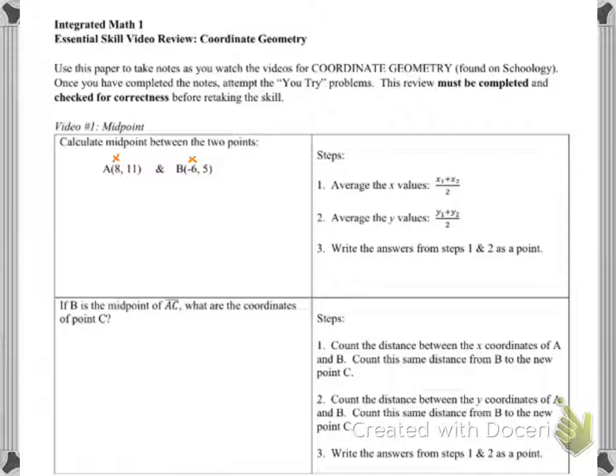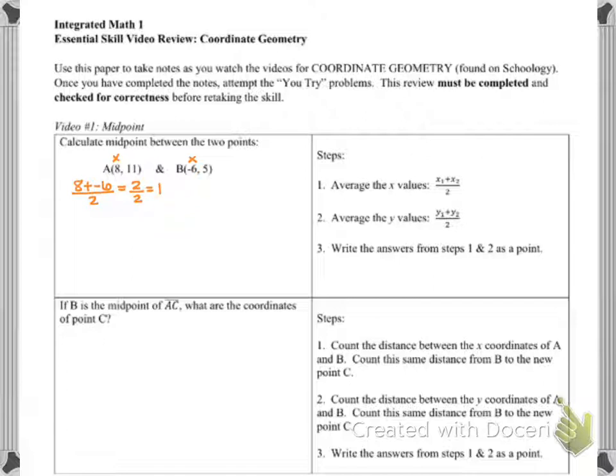So to average, I'm going to add them together, and then I'm going to divide by 2. To find the midpoint really does mean to find the middle, and to average something really does mean find the middle. So if I add these together, that's going to give me 2 on top. And then if I divide by 2, I'm going to get 1 for my x's.